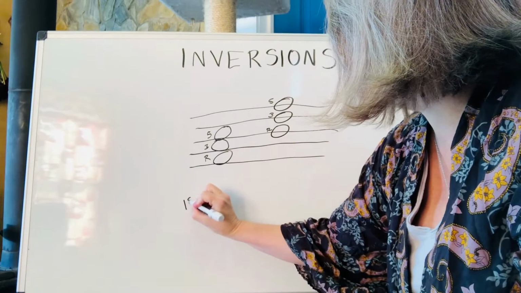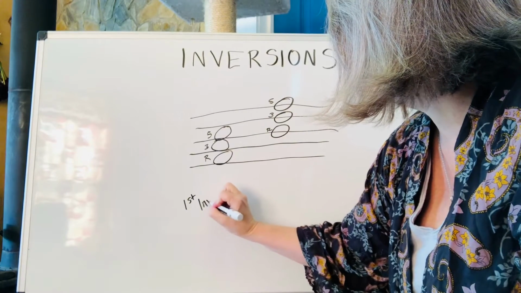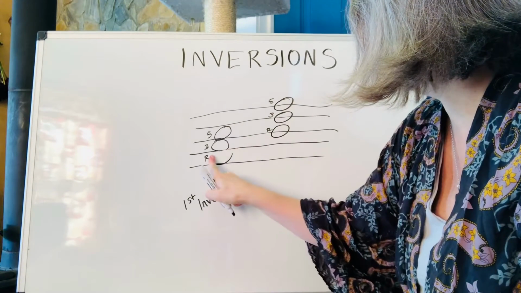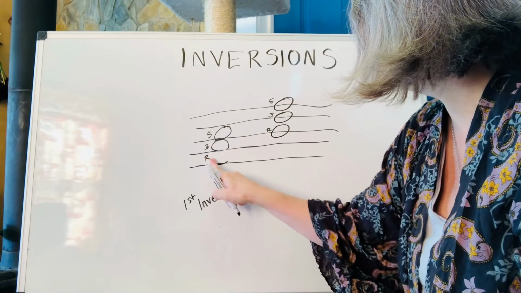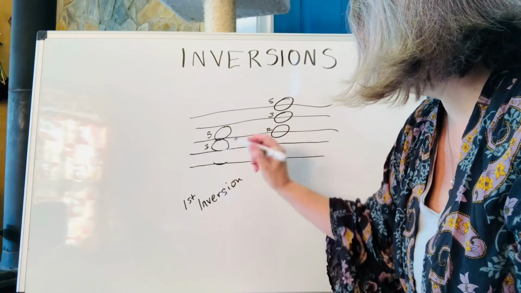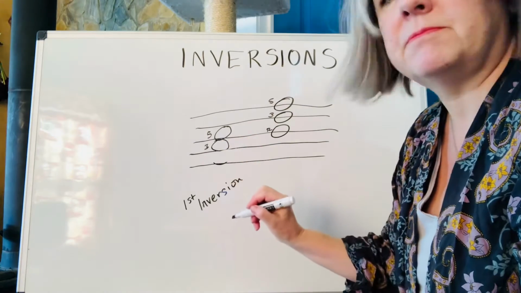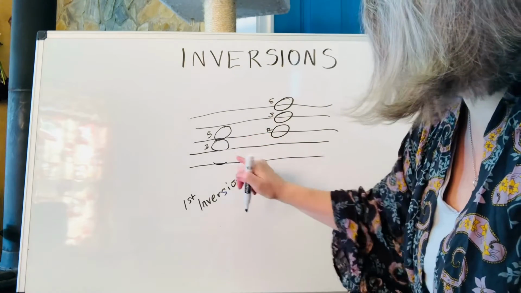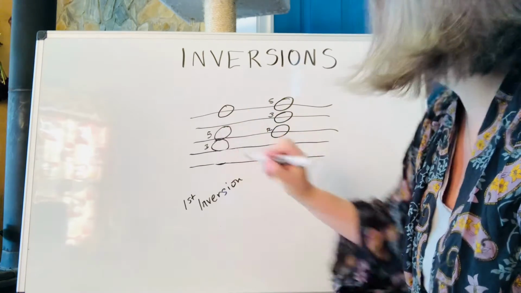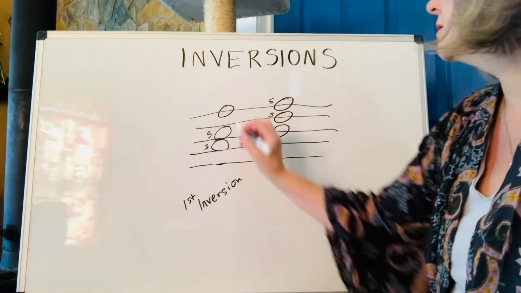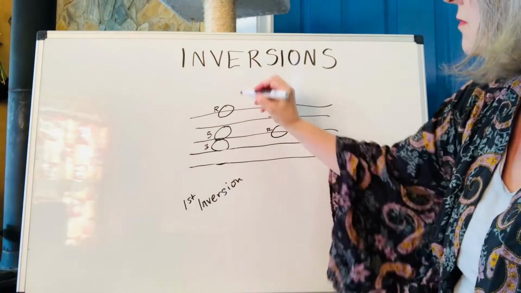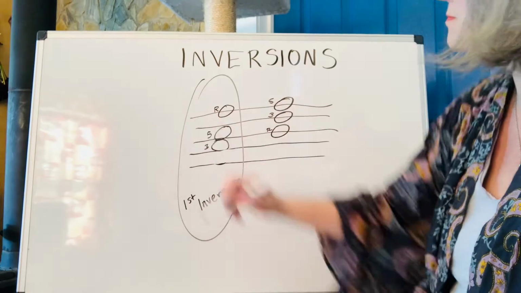So first inversion means this is no longer on the bottom. What was that? That was an F. And this is going to be on the bottom. So we have to put the F on the top. So that'll be up here. First inversion.